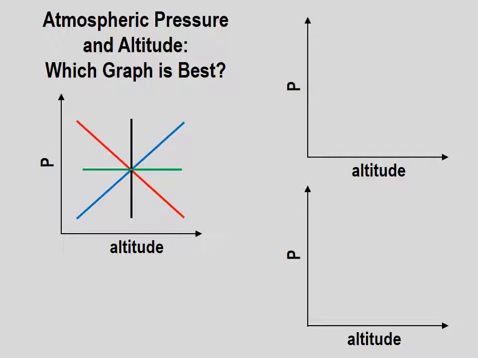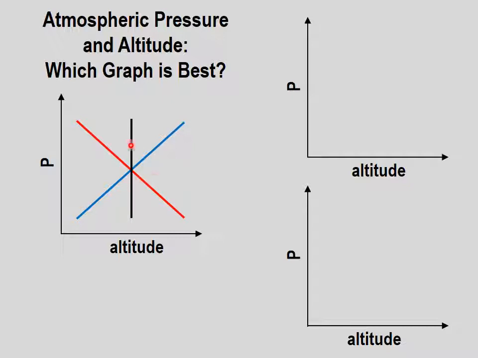So let's look at the relationship between atmospheric pressure and altitude. Which of these four lines would best represent that relationship? Well, the green line says that as altitude increases, the pressure stays the same. That's not a good choice.